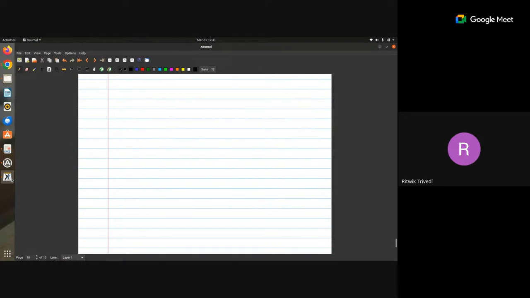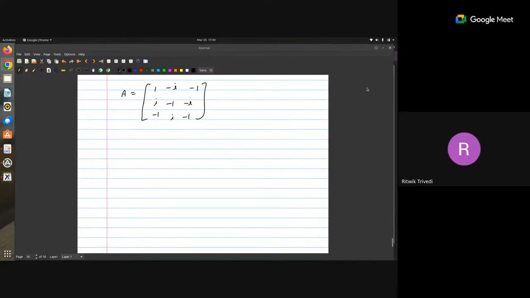A matrix is there. I'm telling row wise: 1, minus i and minus 1. It is a 3 by 3 matrix. The second row is i, minus 1, minus i. And minus 1, i and minus 1. This is A. Then what is the unitary diagonalization of A?